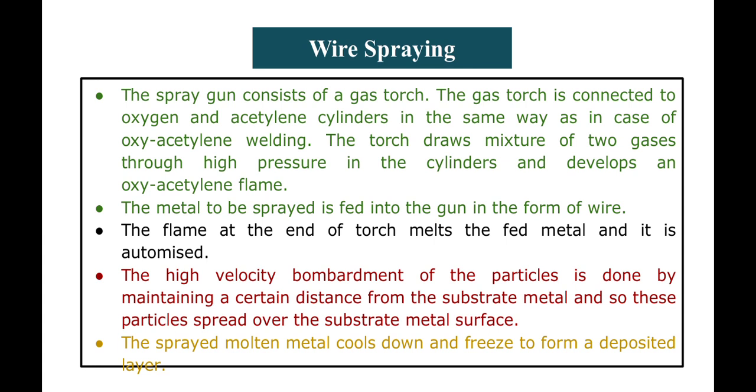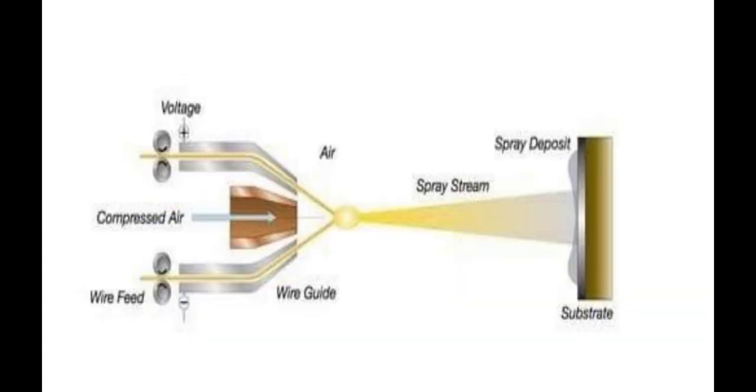In this process, a special type of spray gun is used. Look here, I have shown it. The spray gun consists of a gas torch, and the gas torch is connected to oxygen and acetylene cylinders in the same way as in oxyacetylene welding. The torch draws a mixture of the two gases through high pressure from the cylinder and develops an acetylene flame, and the metal to be sprayed is fed into the gun in the form of wire, and the flame at the end of the torch melts the fed metal and it is atomized.